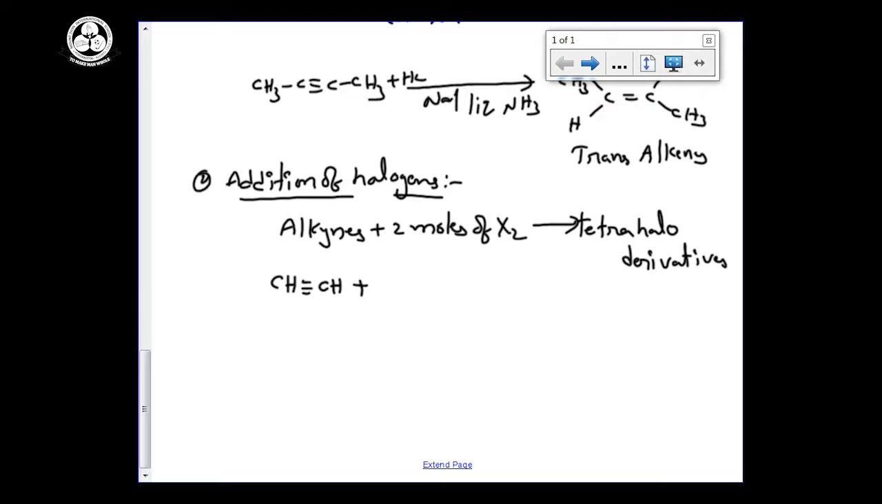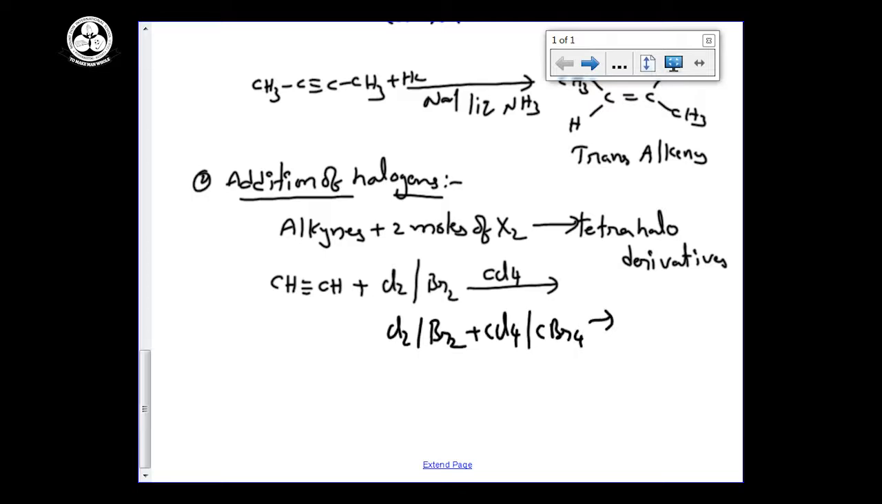I am adding any halogen. Halogenation means, already I told you many times, we can take either chlorine or bromine. Whenever you write chlorine or bromine, you write CCl4 as the solvent. If it is changed, if you write H nu, we go to free radical substitution reaction. It's not addition. Cl2 or Br2 with CCl4 or CBr4 gives electrophilic addition reaction.